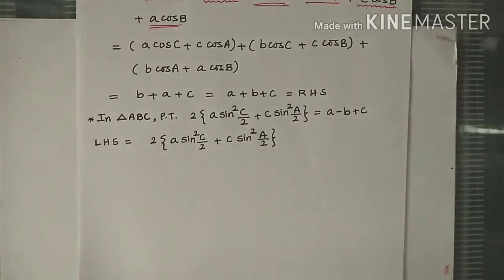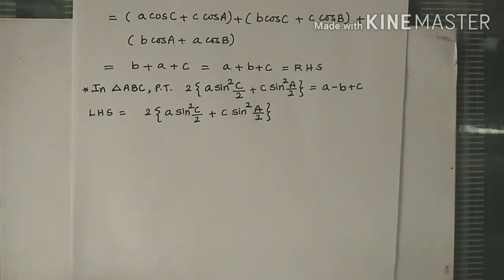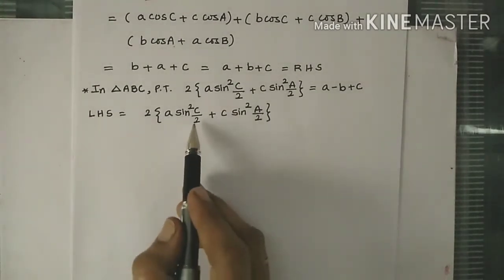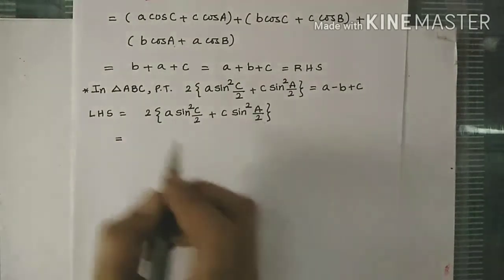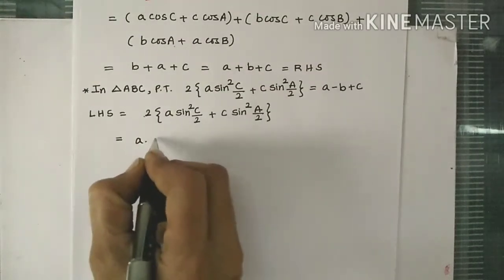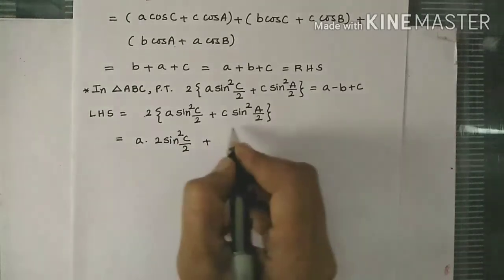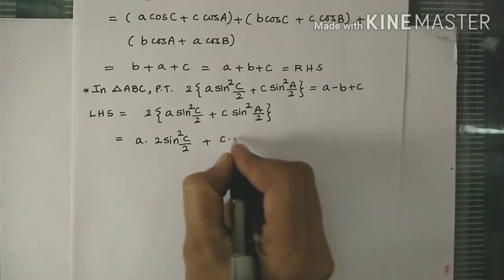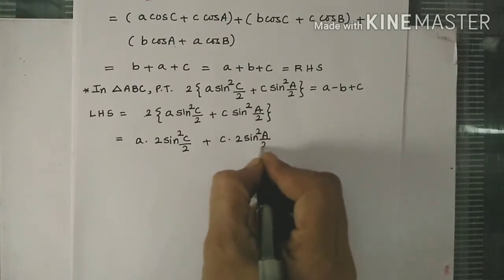Let's study the next question. In triangle ABC, prove that 2(a sin² C/2 + c sin² A/2) = a - b + c. To use the projection rule, we should get cos A, cos B and cos C. Instead of that, here we have the half angles C/2 and A/2. So to complete the term, let's multiply these two terms by this 2. So we get a into 2 sin² C/2, plus we are multiplying this term by 2, but we are writing the 2 with sin² A/2, 2 sin² A/2.